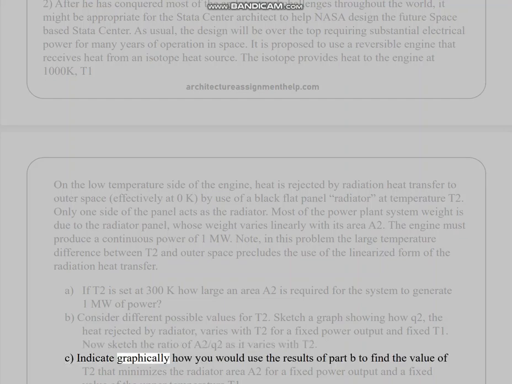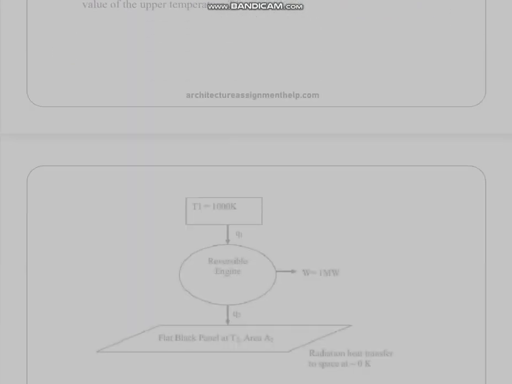C. Indicate graphically how you would use the results of Part B to find the value of T2 that minimizes the radiator area A2 for a fixed power output and a fixed value of the upper temperature T1.